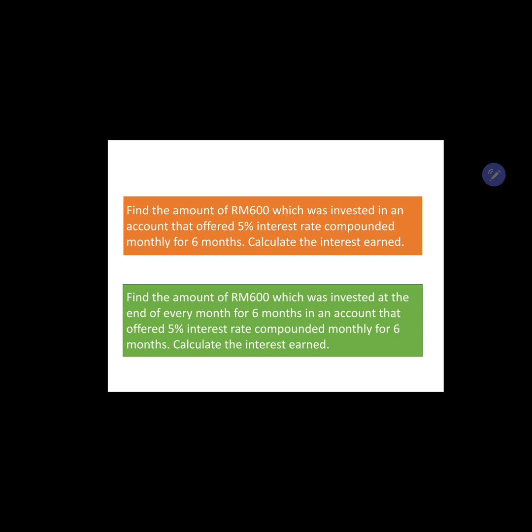Here we have two examples. First: find the amount of 600 invested in an account that offers 5% interest rate compounded monthly for 6 months. Second: find the amount of 600 invested at the end of every month for 6 months in an account that offers 5% interest rate compounded monthly. If you look at the questions, they look the same. Here 600 is our P, 5% is our k, and both have the word compounded monthly.